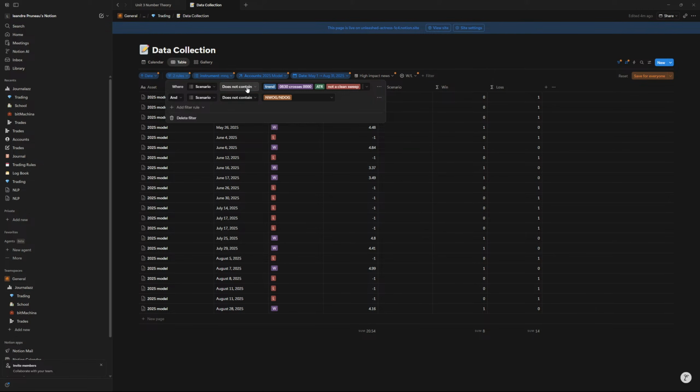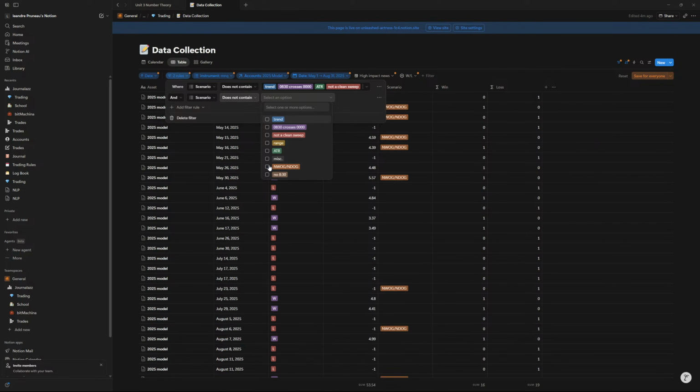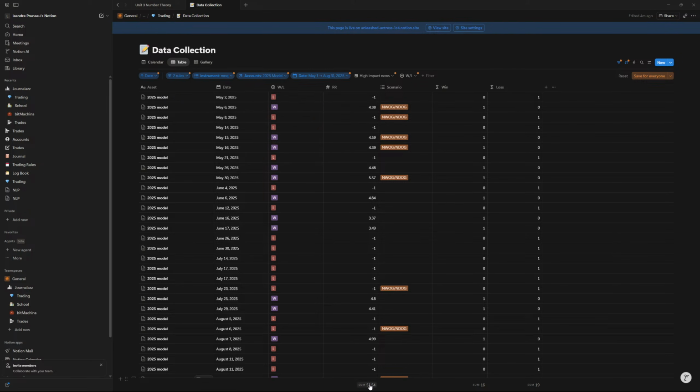So far from May all the way until the end of November, in total, hold on, in total the model is 16 and 19, 53.54 RR. So that's May, June, July, August 2025, September, October, November, seven months, 53.54 RR.